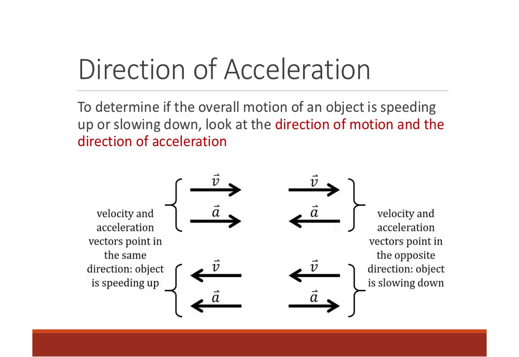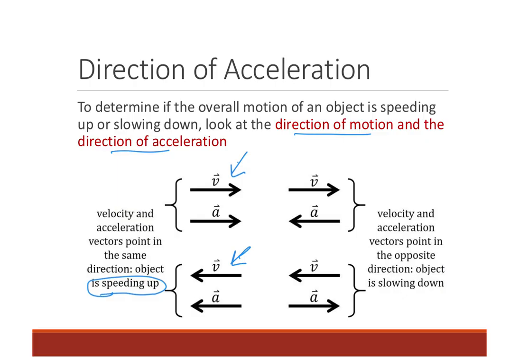And the final little piece for acceleration that I want to talk about is the direction of acceleration. In order to determine if the overall motion of the object is speeding up or slowing down, you consider the direction of motion of the object and the direction of acceleration. If both of these directions are pointing the same way, then the object is speeding up. And it doesn't matter whether the arrows are going to the right or to the left. In both cases, the direction of velocity and the direction of acceleration are the same, and the end result will be that this object, whatever it is, is speeding up.